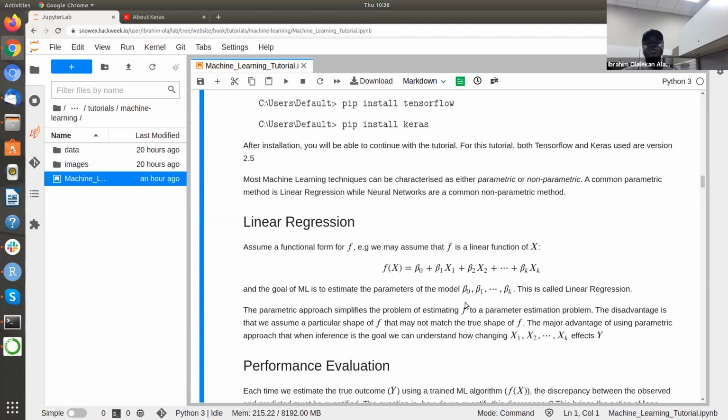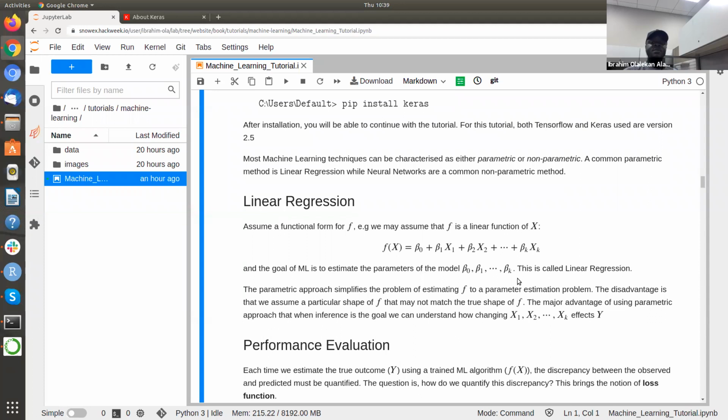The reason it is parametric is because it simplifies the problem of estimating your function down to just parameter estimation. But the disadvantage of using this kind of approach in machine learning is that not all relationships are linear. As we see in the scatter plot above, none of the relationships between the X and the Y variables are actually linear. This is one of the major setbacks of using the parametric approach, because when you assume a functional form, by functional form I mean shape, it does not always match the true shape.